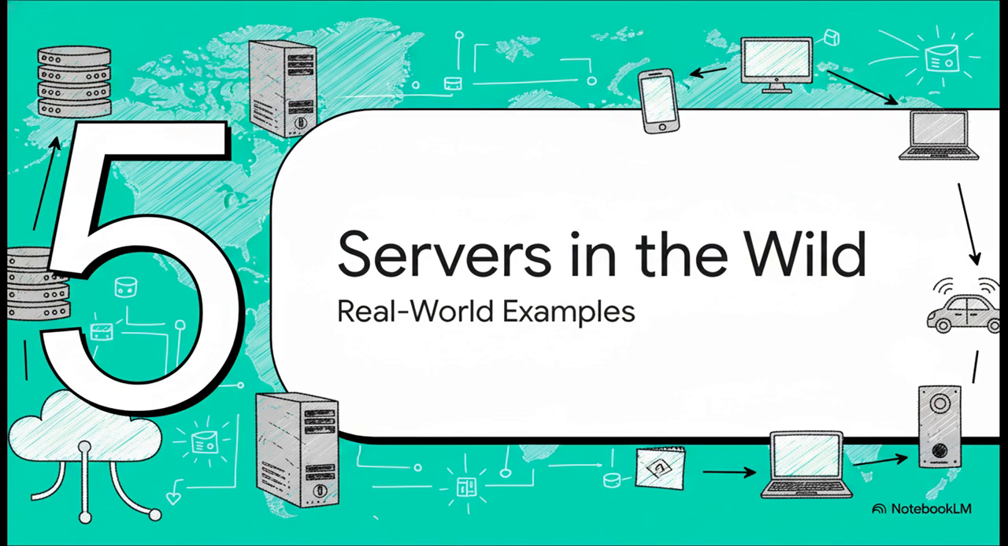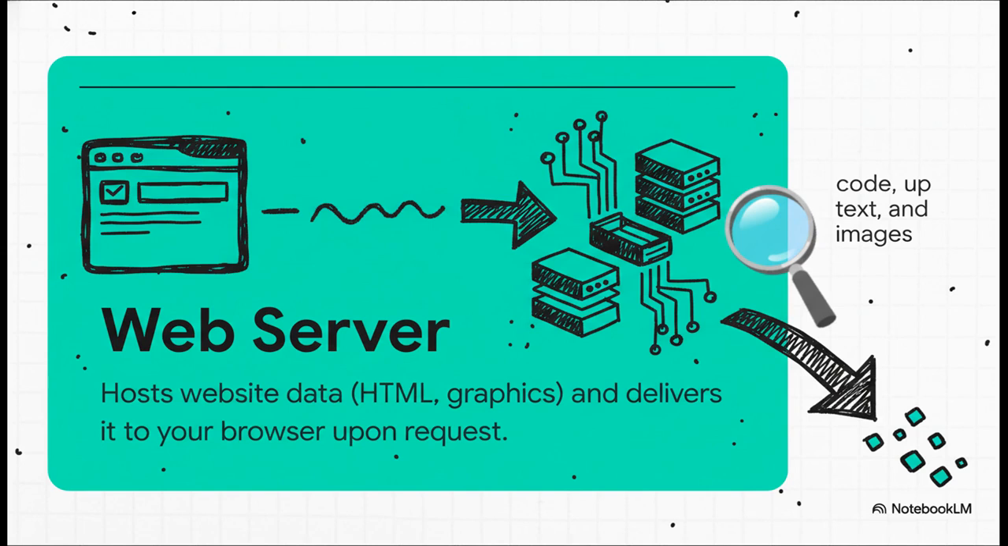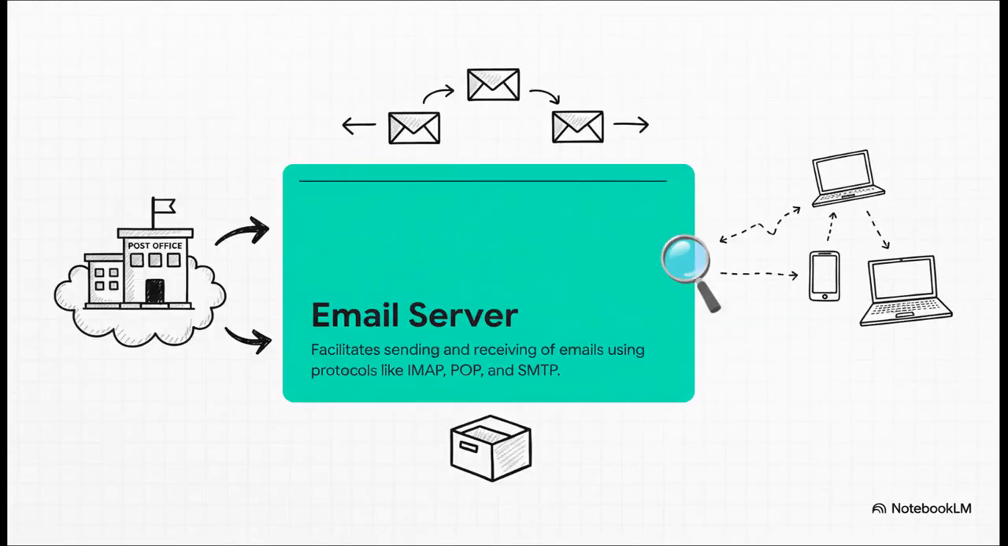So we've got the heavy-duty hardware and the bulletproof software. Let's put it all together and look at the different kinds of jobs these workhorses are doing for us every single day out there in the wild. First up, the web server. Remember that first question we asked? This is the machine that stores all the code, the text, the images for a website. When you type in a URL, your browser sends out a request, and the web server is the one that serves up that page.